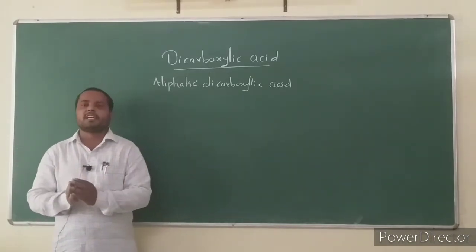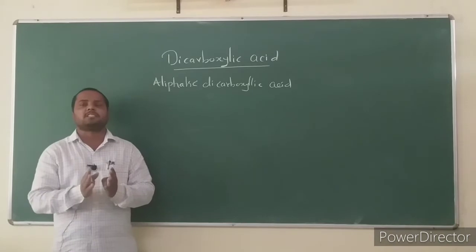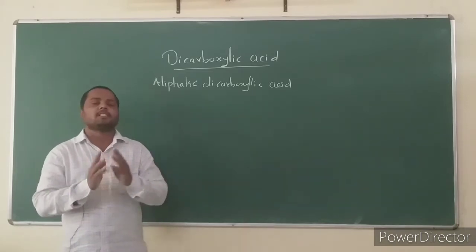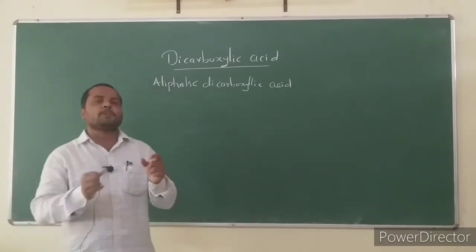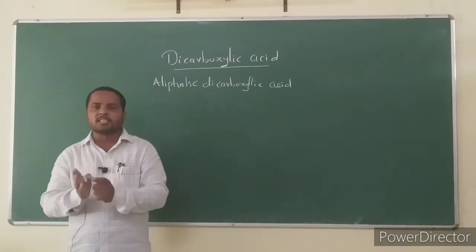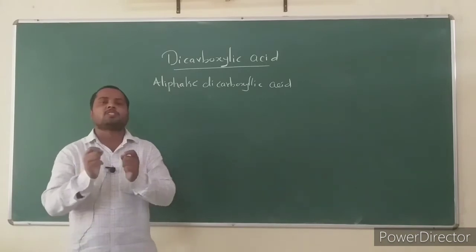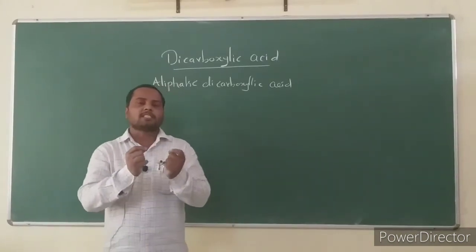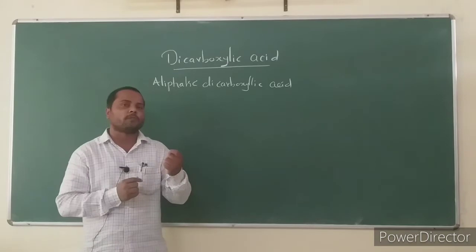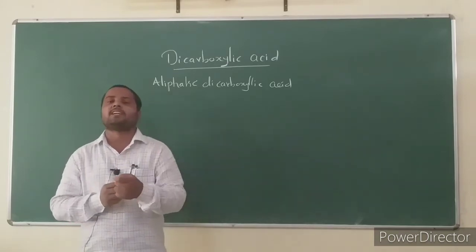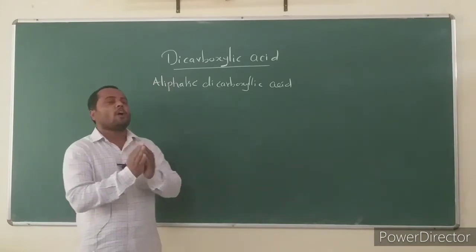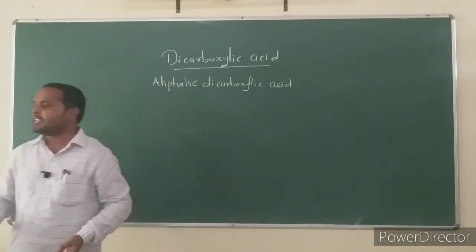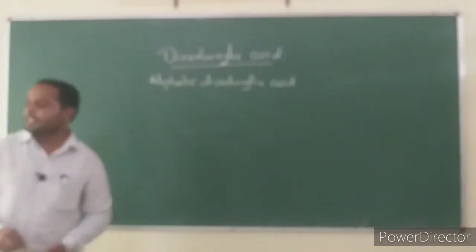In dicarboxylic acid, what is the acid strength? In dicarboxylic acid, the two carboxylic groups are present. As the distance between the two carboxylic groups increases, generally the carboxylic group has a minus I effect. As the distance increases, the minus I effect decreases, and as the minus I effect decreases, the acid strength of dicarboxylic acid decreases.